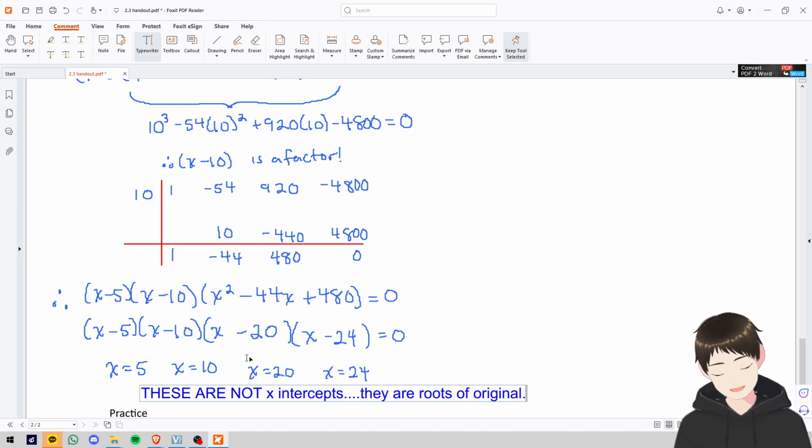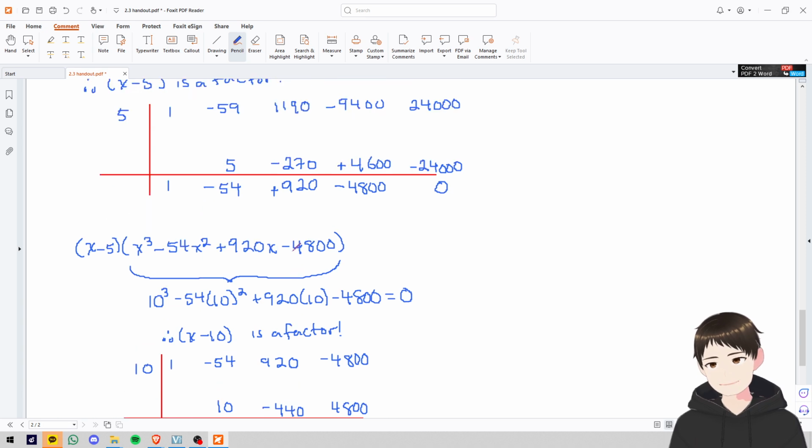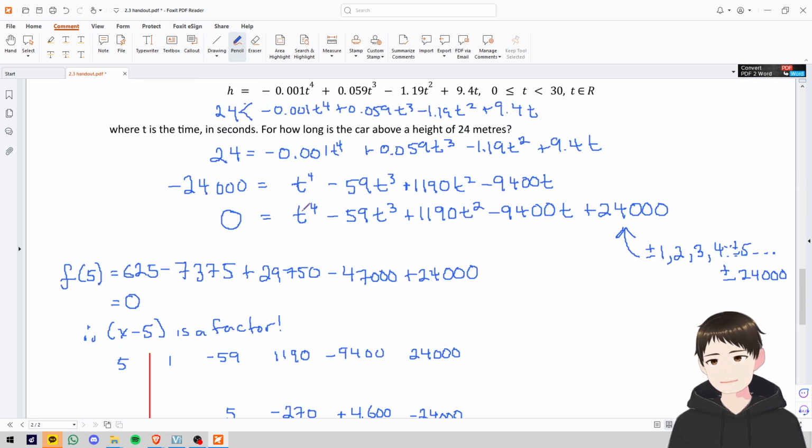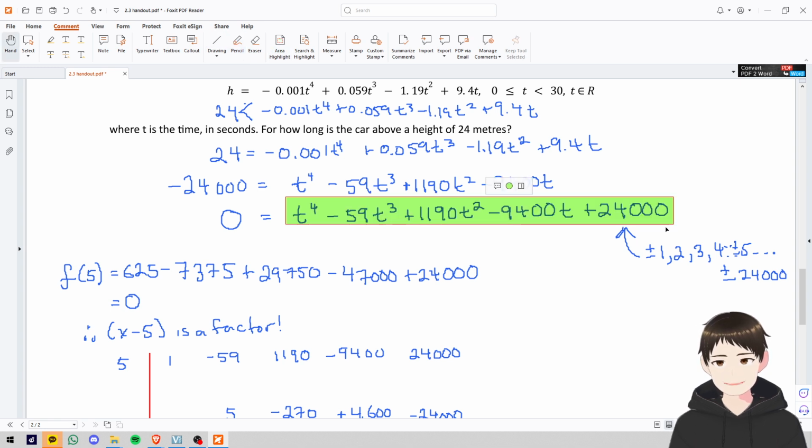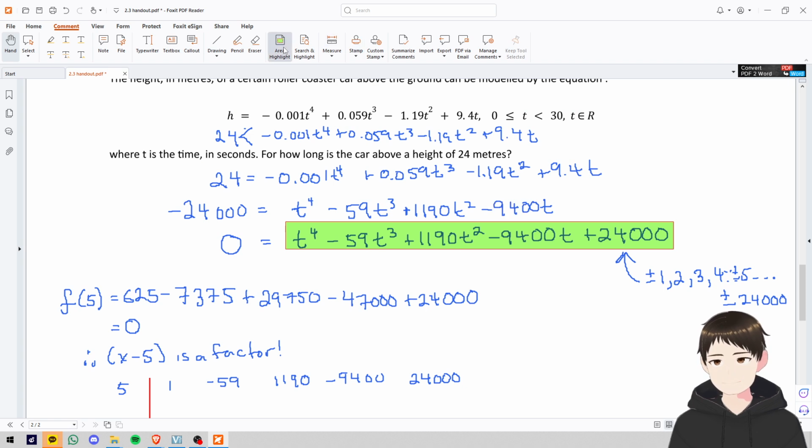Okay? I would be wrong, actually. These are technically x-intercepts, but they are not x-intercepts of our original question. They are x-intercepts of this thing that we made up. Right? This is nothing like what we have here. It's a very different equation.